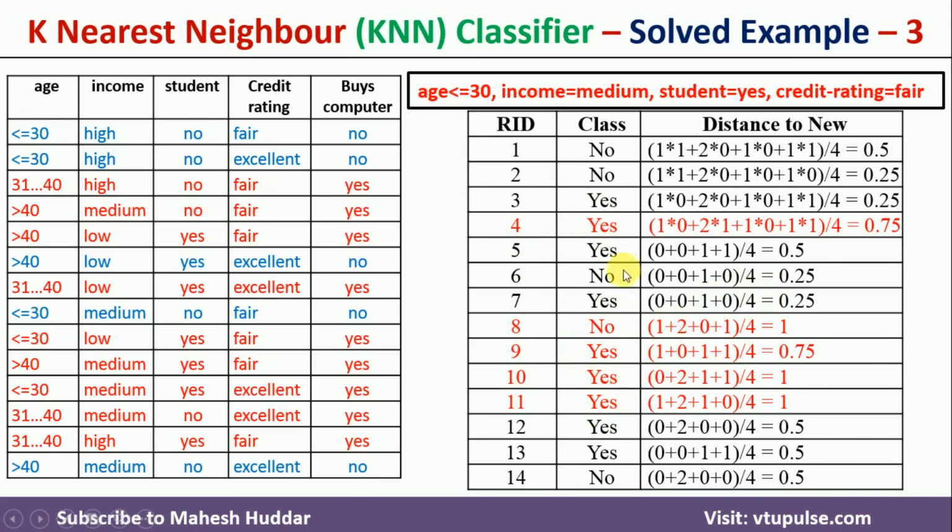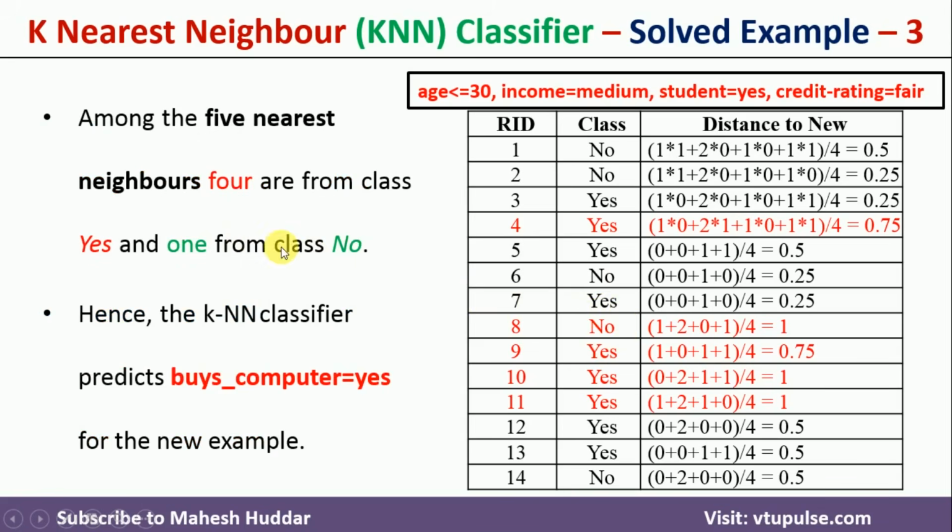Now if you compare the class of these particular 5 similar examples, or the nearest examples, 4 are having yes and 1 is having no here. The meaning of this is that the new example should be classified as yes, because the majority is yes in this case. It shows that the person will buy the computer given this particular condition, that is age is less than or equal to 30, income is medium, student is yes, and credit rating is equal to fair. The person will buy that particular computer in this case. So this is a very simple approach to use similarity measure to find out the nearest neighbors and classify the new examples into one of the classes.